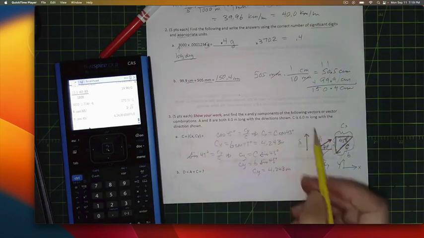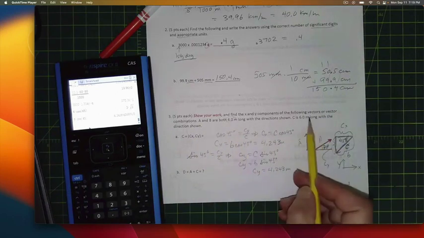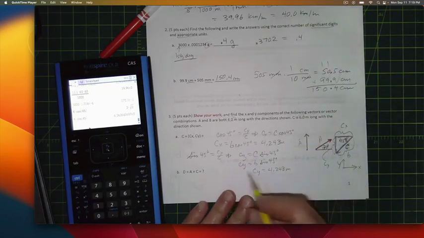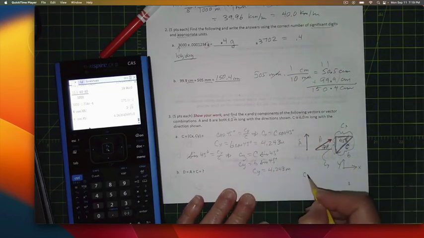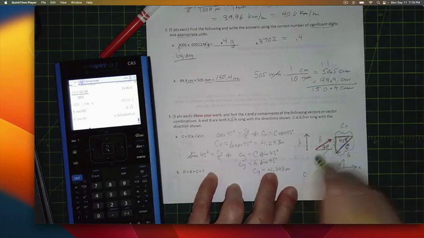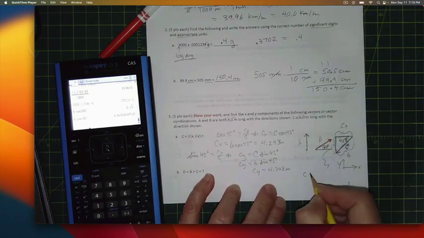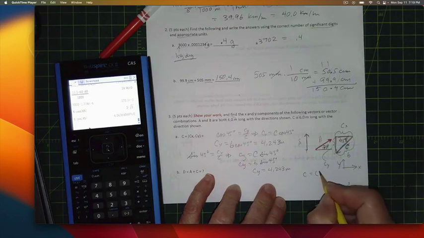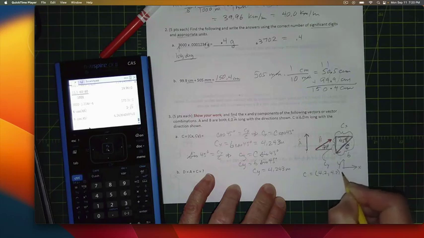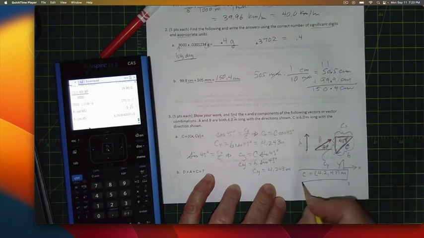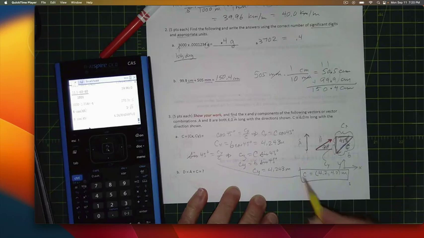Looking at the question, we only have 2 significant figures there, so we'll say C in bracket form. C is going to be equal to 4.2 comma 4.2 meters. So there's our answer for part A. All right.